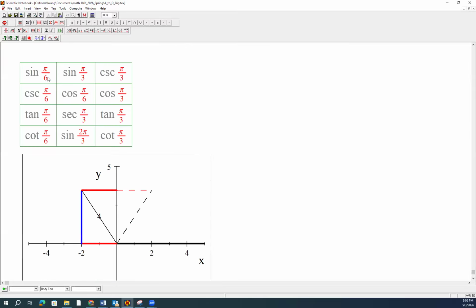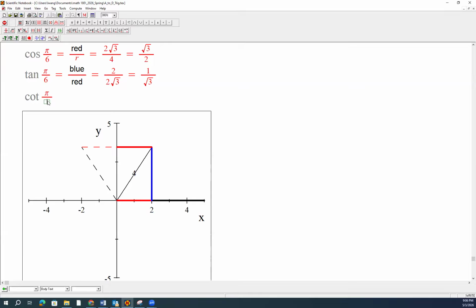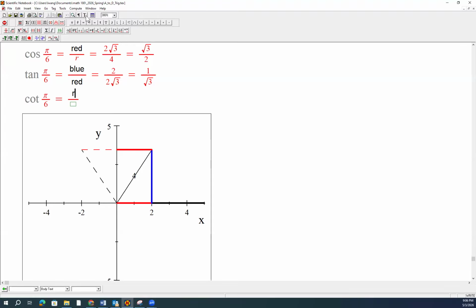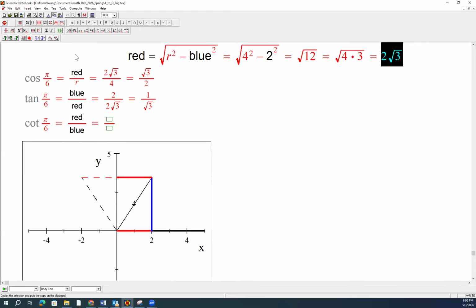So let's see, what do we got? Sine pi over 6, cosine pi over 6, tangent pi over 6, cotangent pi over 6. So can we get a cotangent pi over 6? Of course. Cotangent pi over 6 is red over blue, and we will get the red. We worked hard to get the red, right? So that's going to be 2 times root 3 divided by 2. We ended up with root 3. So from ARD, you get all these values.